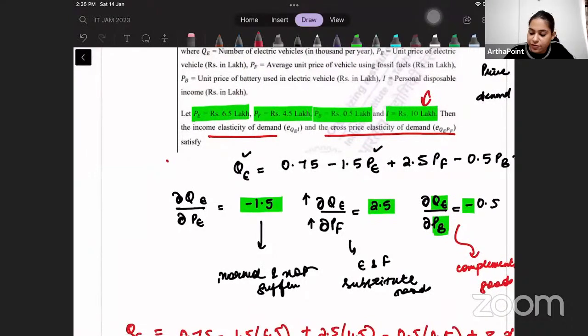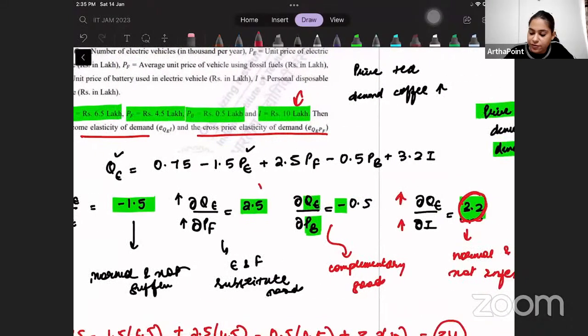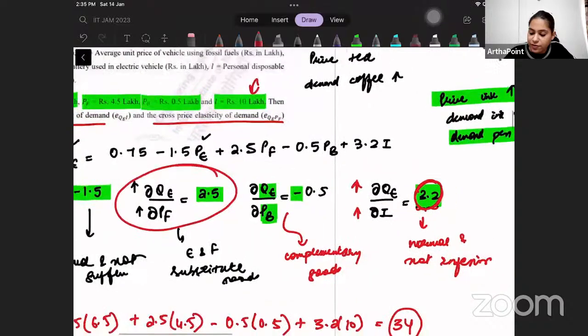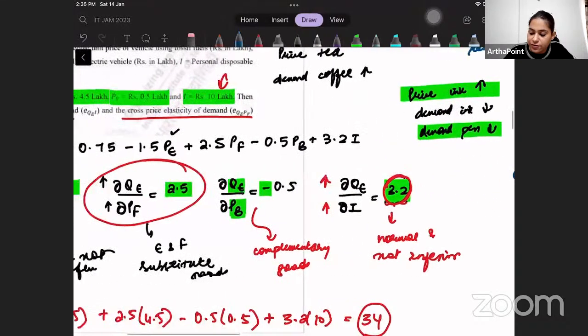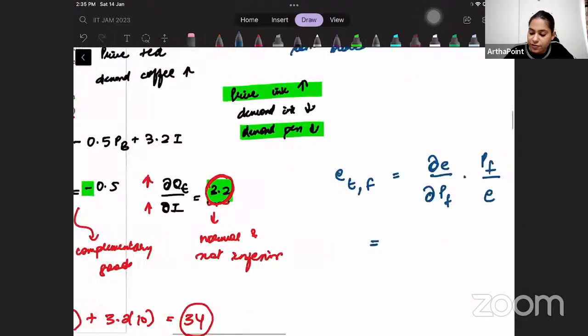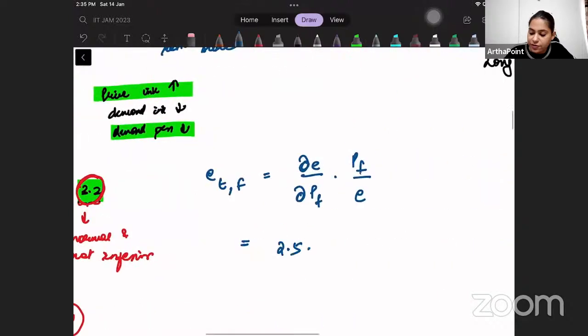Now do the next part. They're asking cross price elasticity with respect to PF. Let's do that. So elasticity with respect to F is going to be how E changes as price of F changes, into F by E. This is what I've got as 2.5, so I'm going to put 2.5 here. And PF is given to us as 4.5 and E I just found out as 34. So if you solve this, you will get 0.3308.